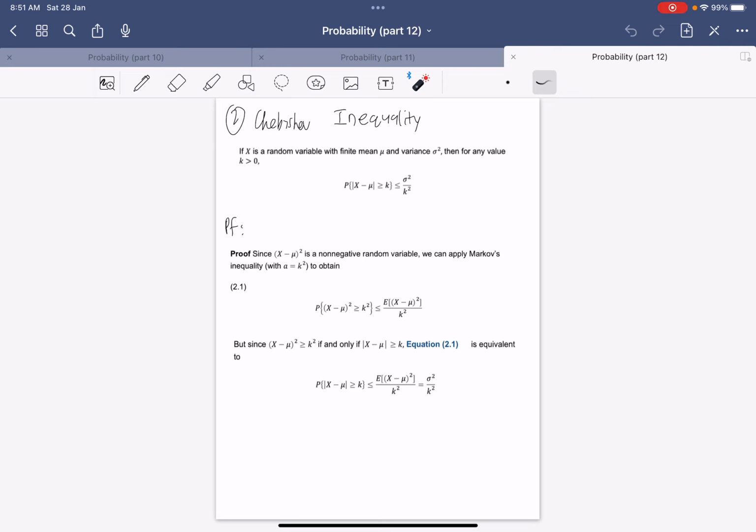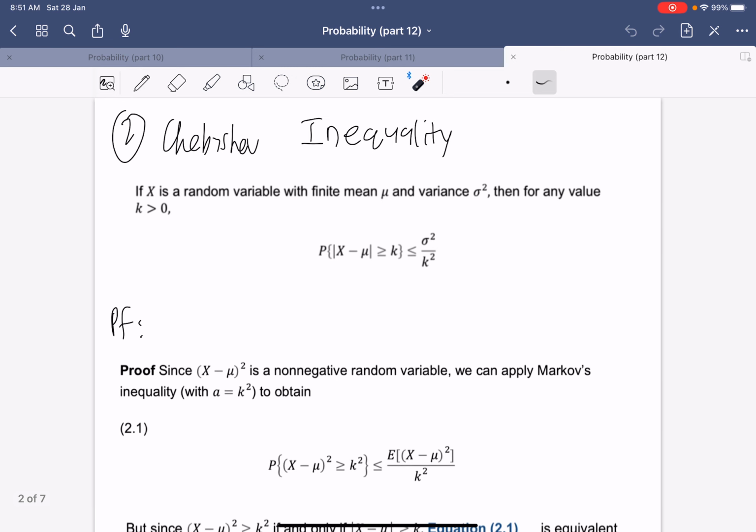The next inequality we'd like to talk about is known as the Chebyshev Inequality. That's if you have a random variable with mean mu and variance sigma squared, you can prove that the probability that X is far away from mu by a distance of k is less than or equal to the variance sigma squared over k squared.